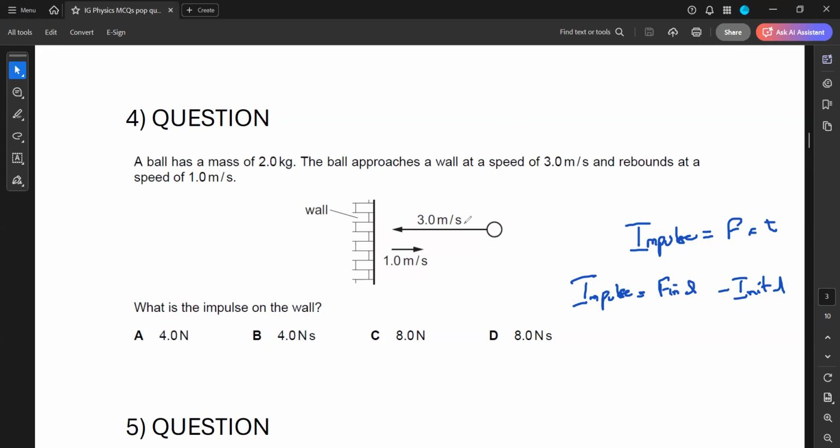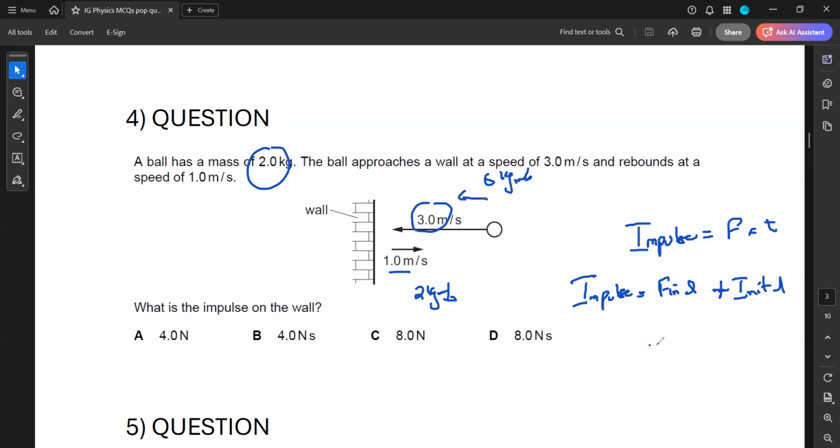Yes, because the direction has changed, it bounced back. So when direction has changed, how do we calculate an impulse? It will be the sum of final momentum and initial momentum. What is the final momentum? The speed is 1 and the mass is 2. So the momentum will be 2 kilogram meter per second. And what about the momentum here? The speed is 3 and the mass is 2. So 3 multiplied by 2, 6 kilogram meter per second.